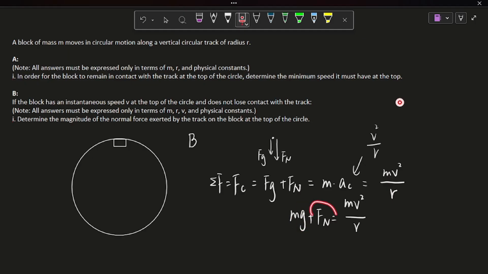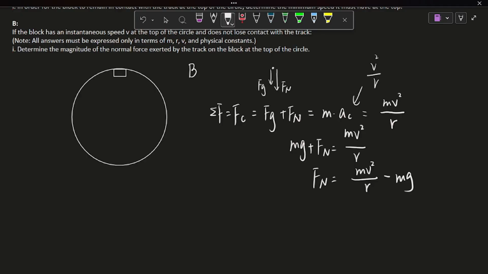We're trying to find Fn. Do we know m? Sure. Do we know v? Oh, we already knew v. Do we know the radius? Oh, the radius is over here. So, easily, Fn is equal to mv squared over r minus mg.